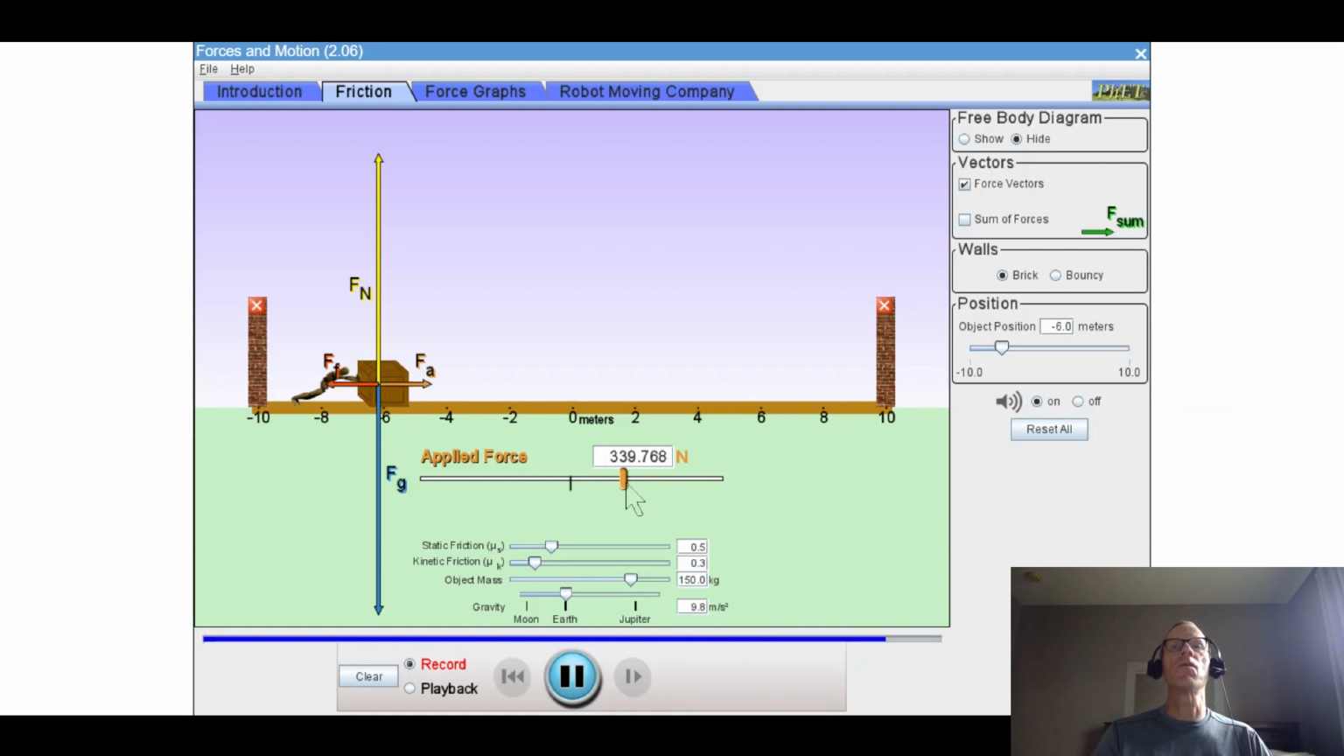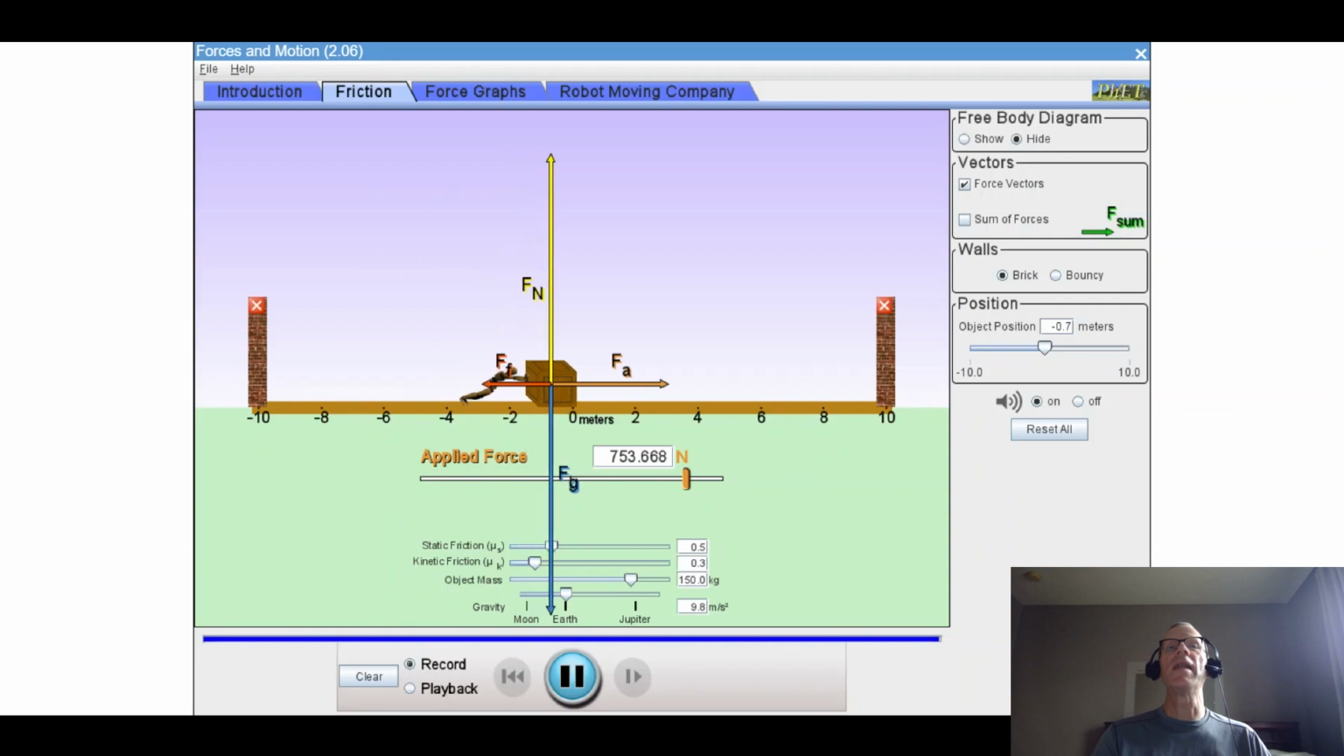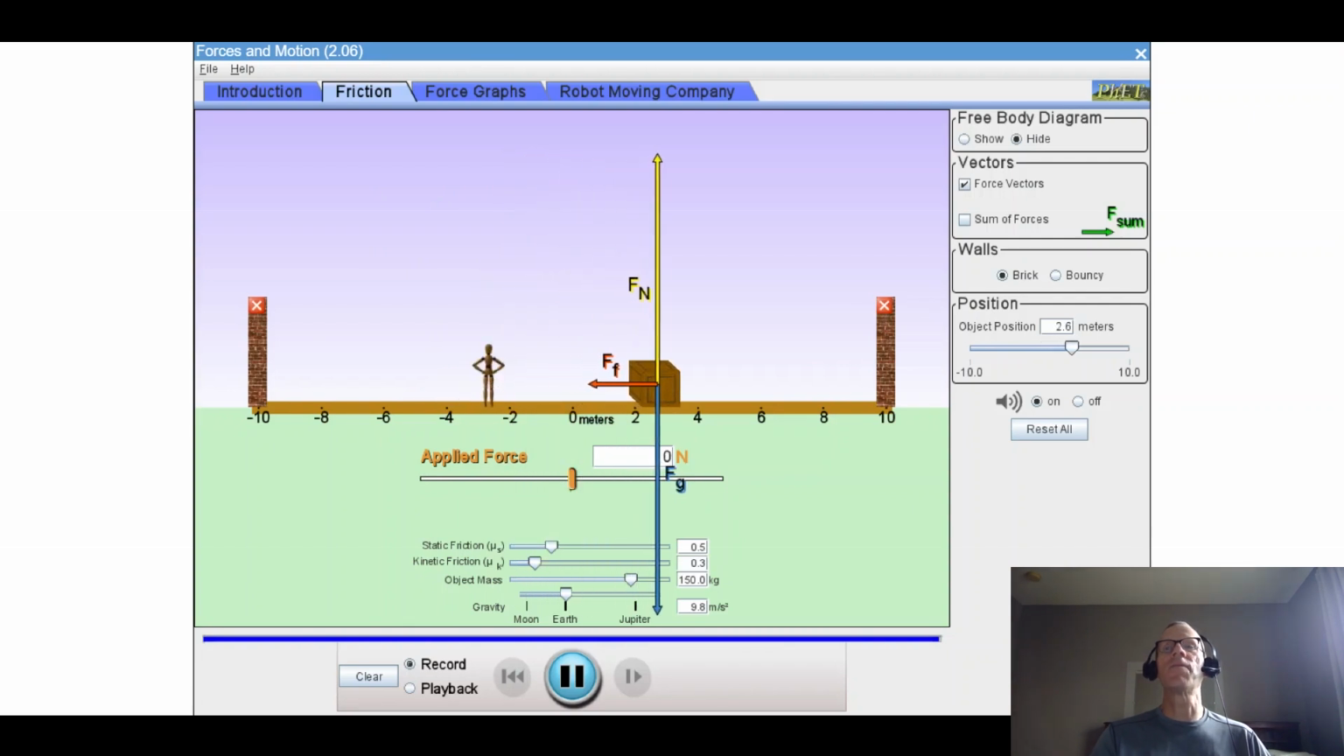Well, let's try it. We'll keep going. Oh, I'm at 500 newtons, and the applied force and the frictional force are still the same. Now I'm clearly over 500 newtons. I increased the mass by 50% from 100 to 150 kilograms, so think about what I might need for the applied force. All right, I got to about 750 newtons, and now we have acceleration.